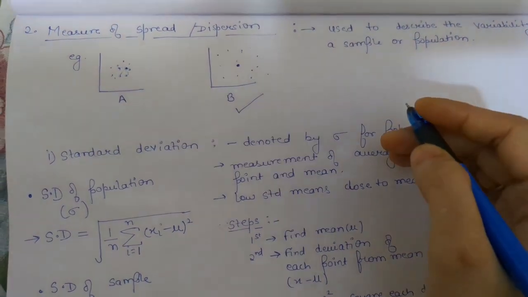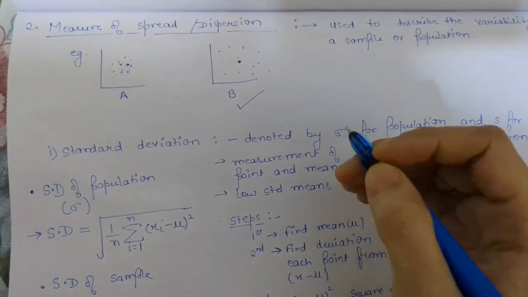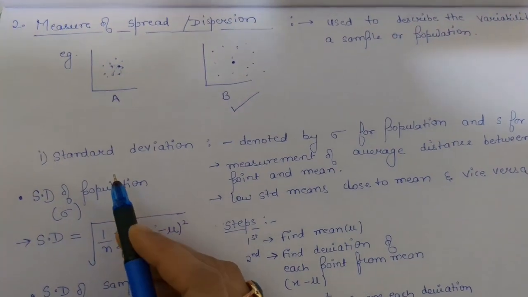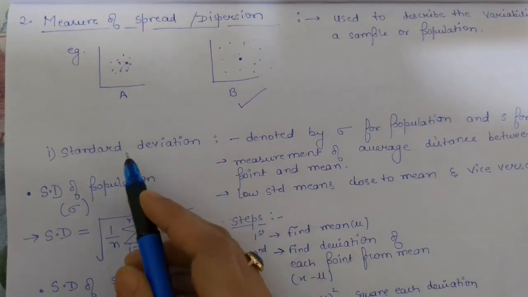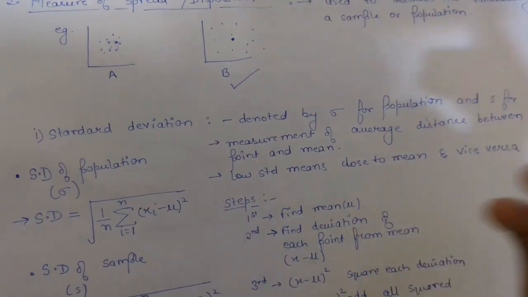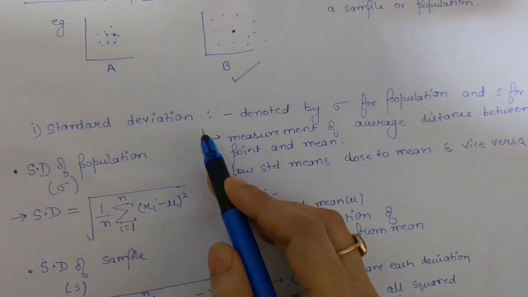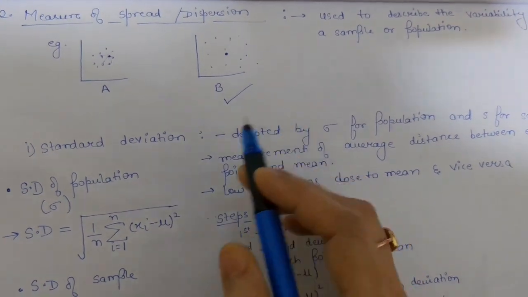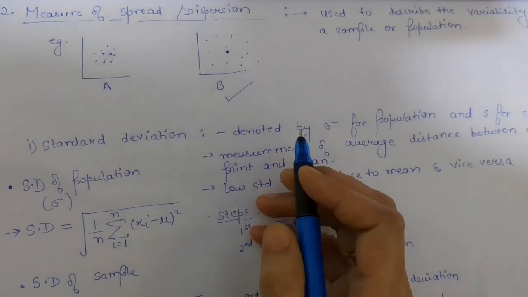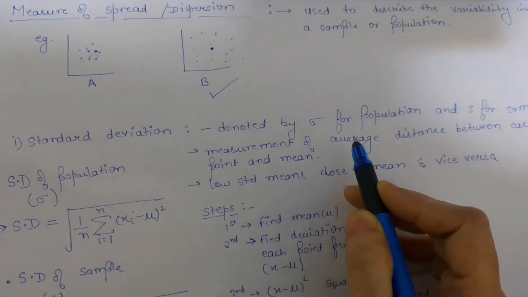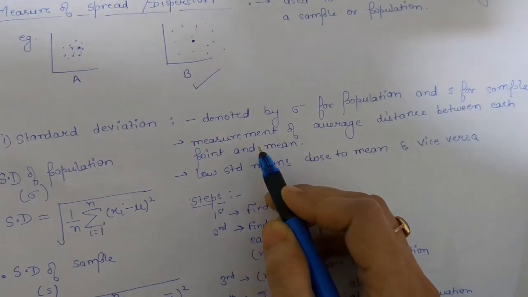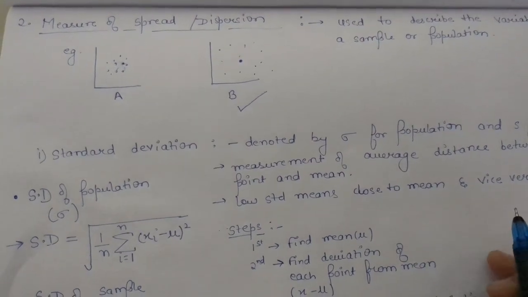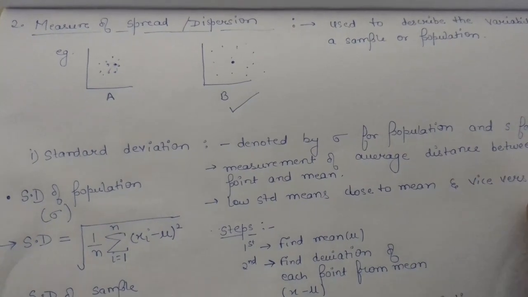Now let us see through which ways we can measure the spread or dispersion. The first important thing is to calculate standard deviation. Standard deviation is used most of the time in order to find dispersion. So what is this standard deviation? Standard deviation is the measurement of the average distance between each point and the mean. So it calculates how far away each data point is from the mean.